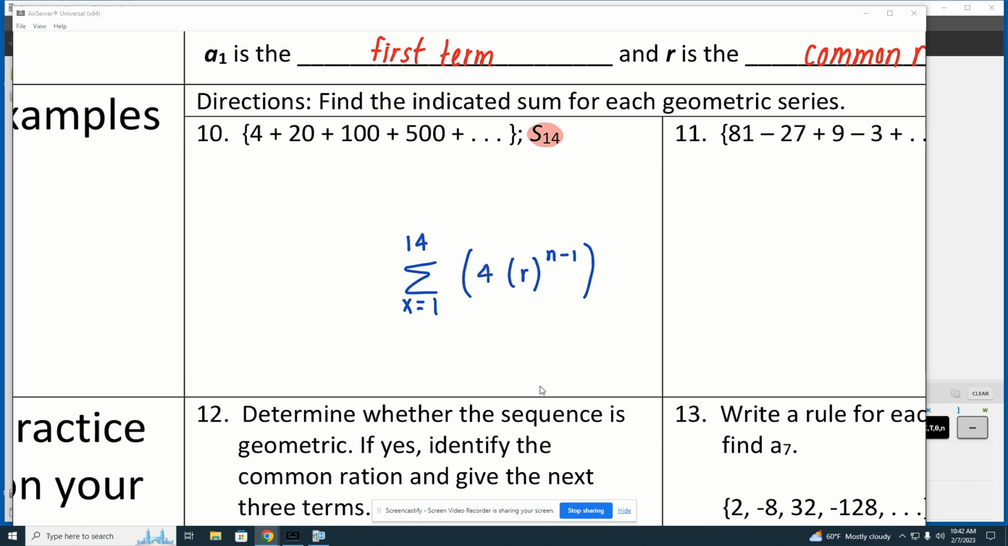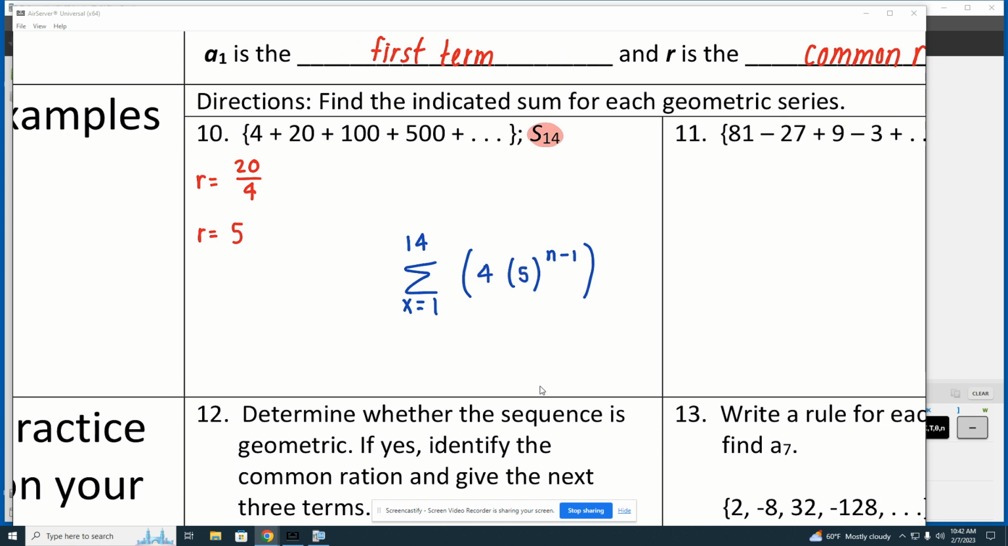Did they tell me R? No, but can I find R? How do we find R when the sequence is given to me? You take the second term and divide it by the first term. What is the second term? Divided by the first term, 4. What's 20 divided by 4? So right here, we're going to plug in a 5.